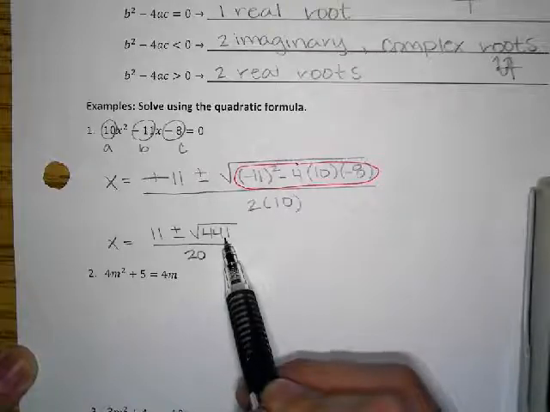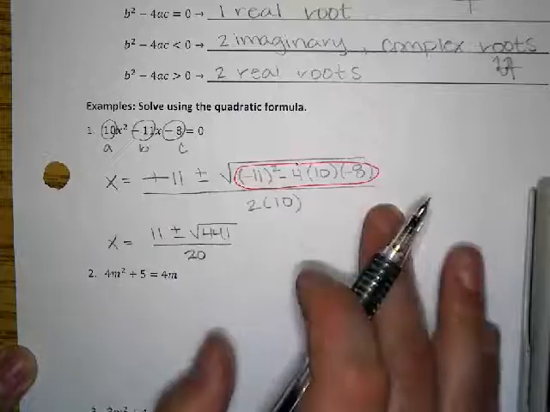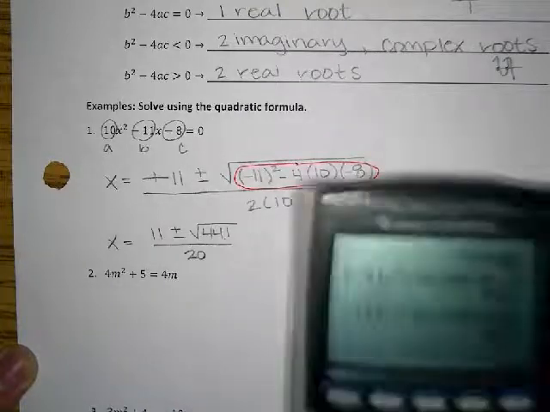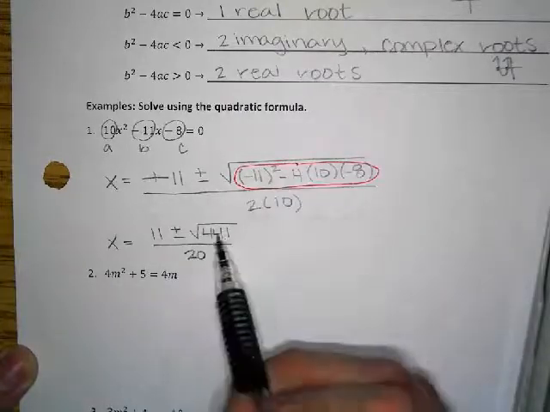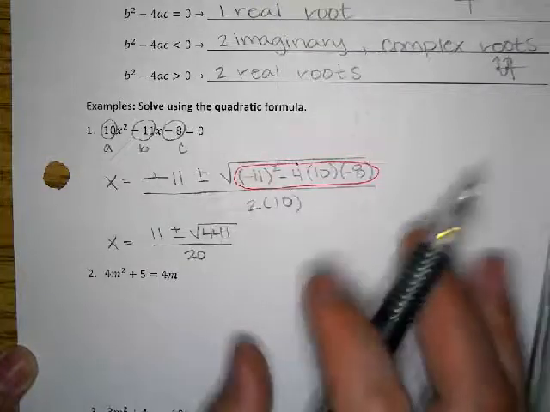Now at this point, I'm going to stop simplifying things. I'm just going to plug the whole thing into the calculator. Now, if I had a negative here, I would put my calculator away and I would finish this problem by hand.